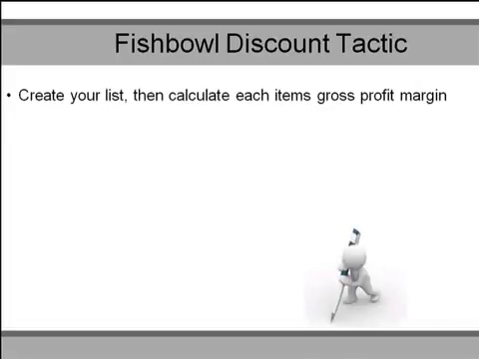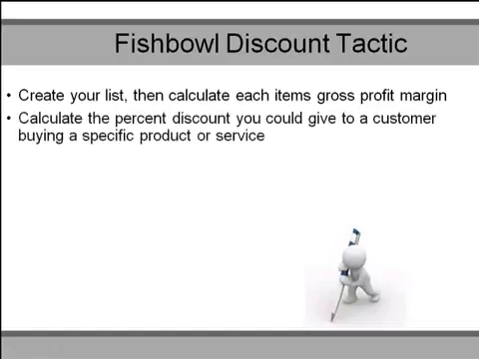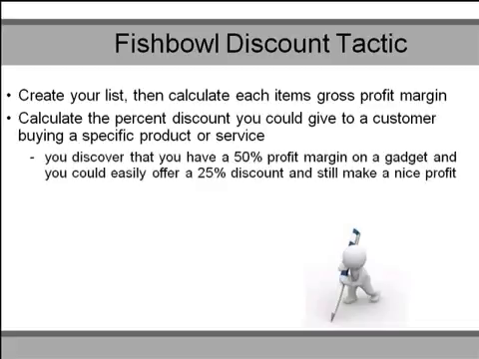Once you have your list created, be sure to calculate your gross profit margin for each item, since these will be additional add-on sales you don't have to worry about your net margins. All of your business expenses are typically covered in the initial sale. Now ask yourself what percent discount you could give to a customer buying a specific product or service. So for example, you discover that you have a 50% profit margin on a complimentary gadget. So you could easily offer a 25% discount and still make a nice profit.